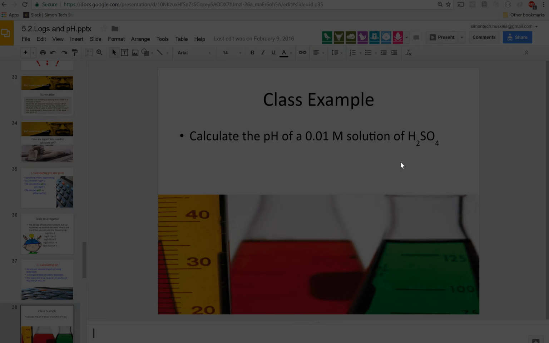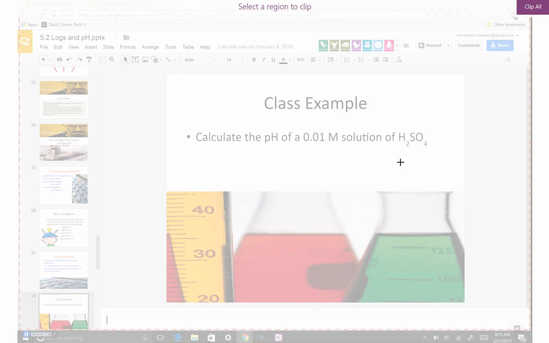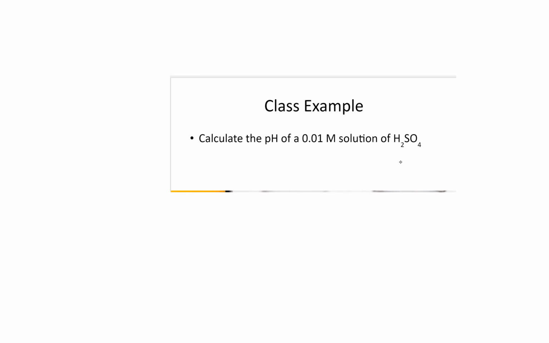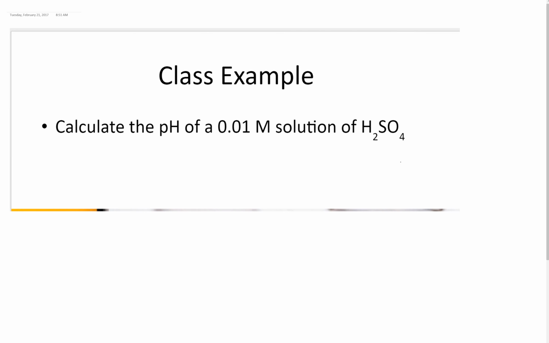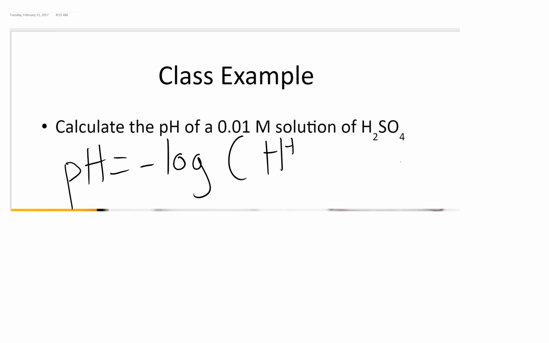Calculate the pH of a 0.01 molar solution of sulfuric acid. Here's how you go about it. The first thing you need to know is that pH equals the negative log of H pluses. But how do we know how many H pluses there are? It tells us, because we have a 0.01 molar solution of H2SO4. It tells you how strong the sulfuric acid is.